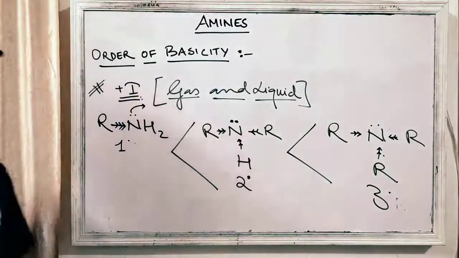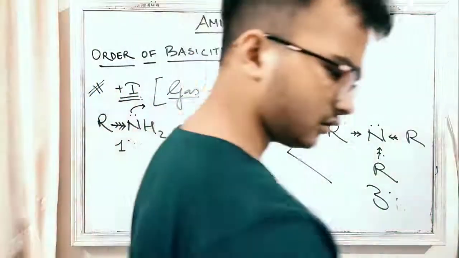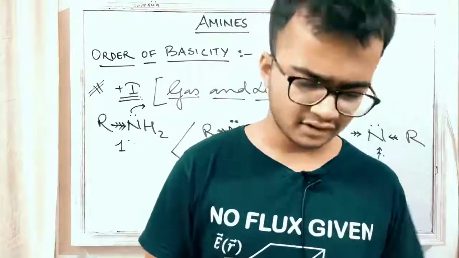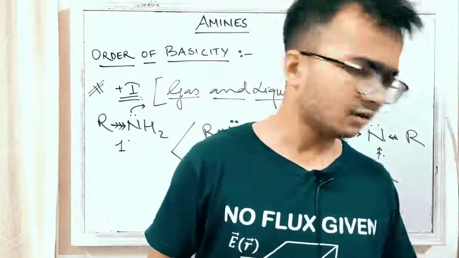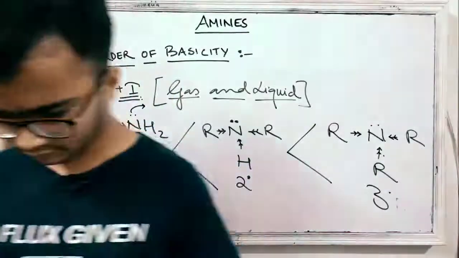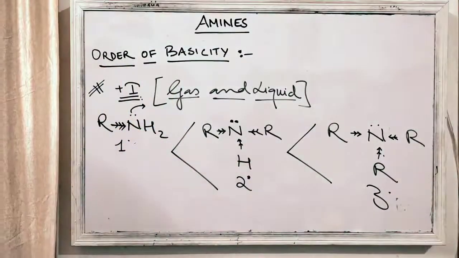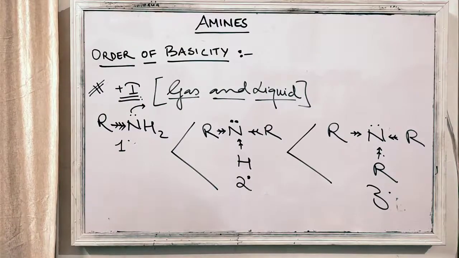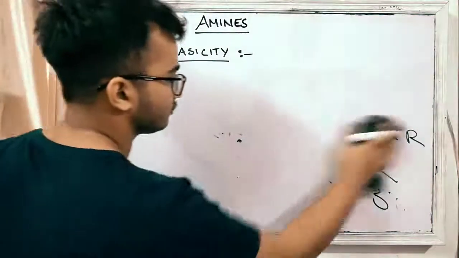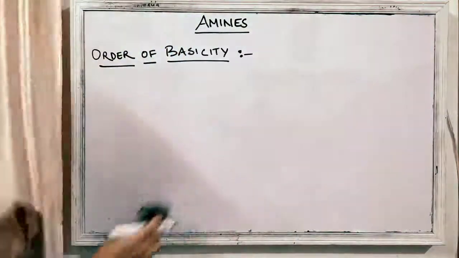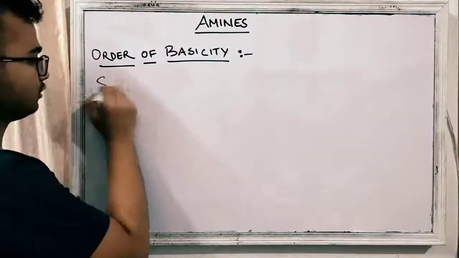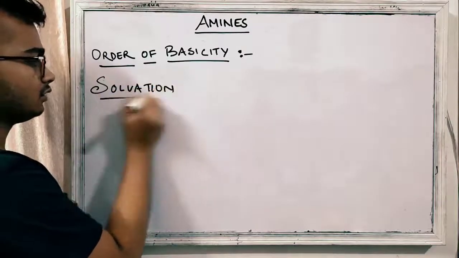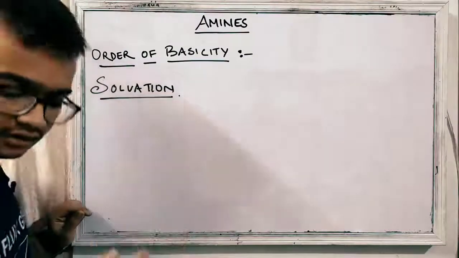Okay. The next property which we are going to learn is solvation. Now solvation is a property which is the ability to form hydrogen bond with water. So copy it down, next I will clear the board. Done. So give the heading solvation. Now solvation is applicable only for the liquid phase.